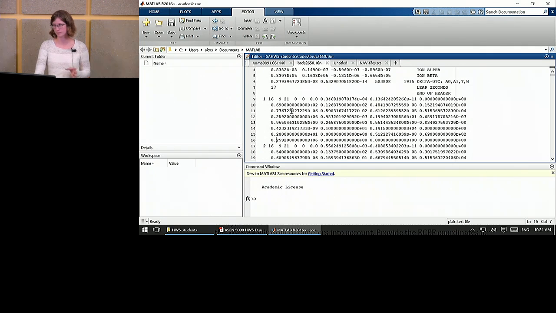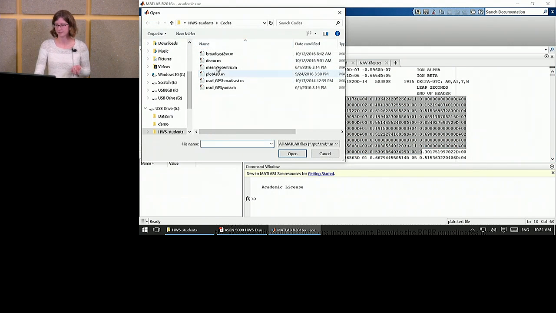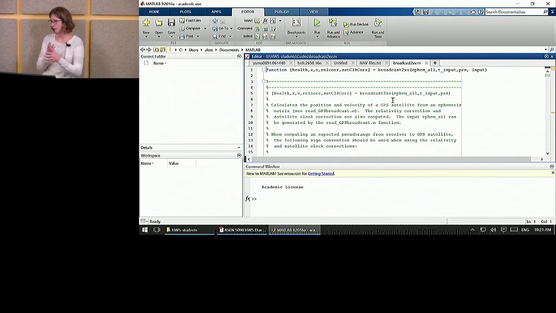Does that make sense? Okay. And you can find this by Googling it if you're interested. For the purpose of not having to decode all of this stuff, we gave you a file that does that. If I open that, broadcast to XV, this file works for both the Almanac and the ephemeris. I modified it so that for the Almanac, if some of the parameters like the correction terms don't exist, it sets them to 0.